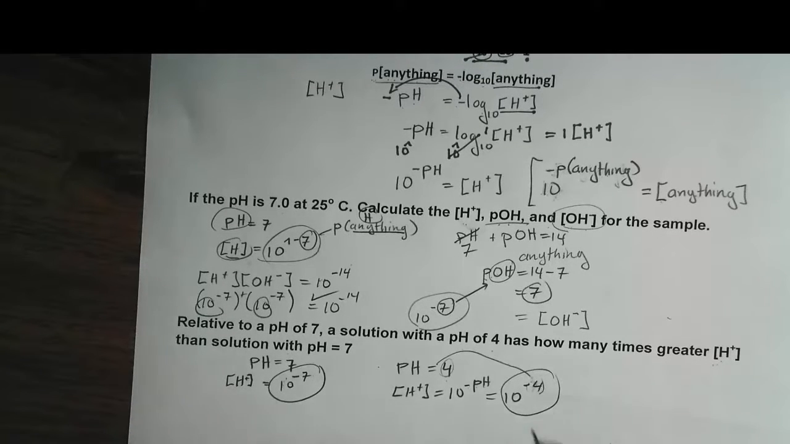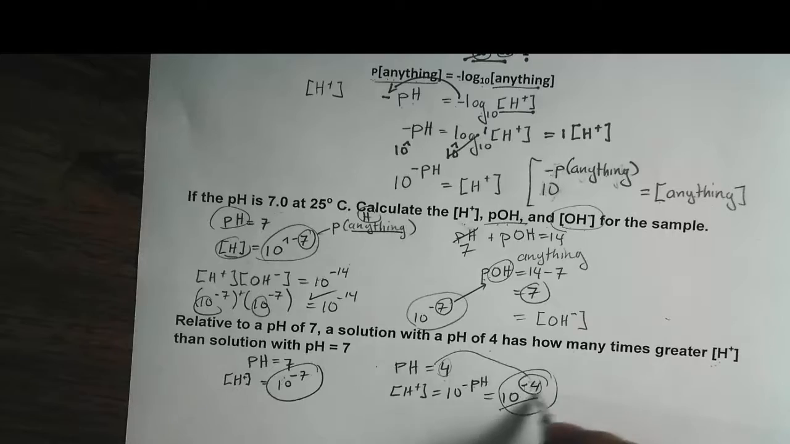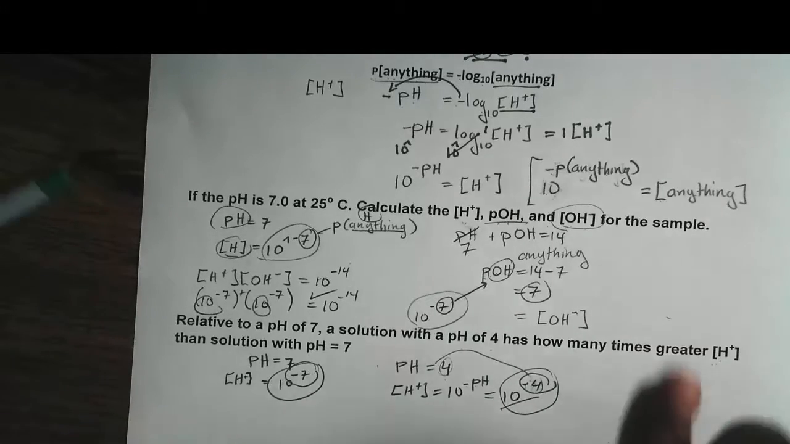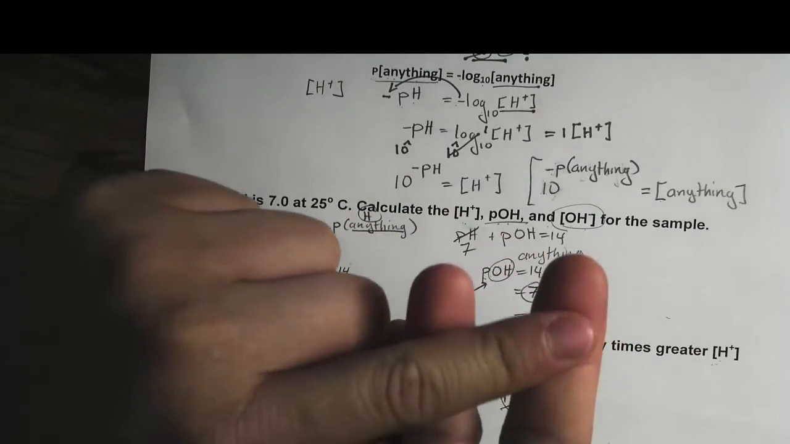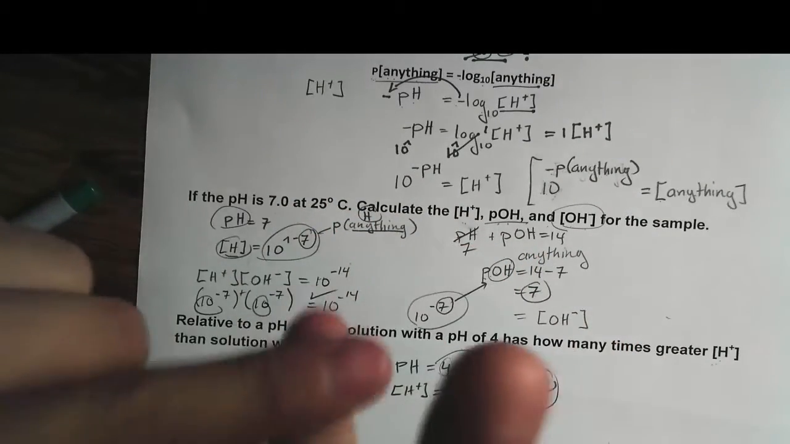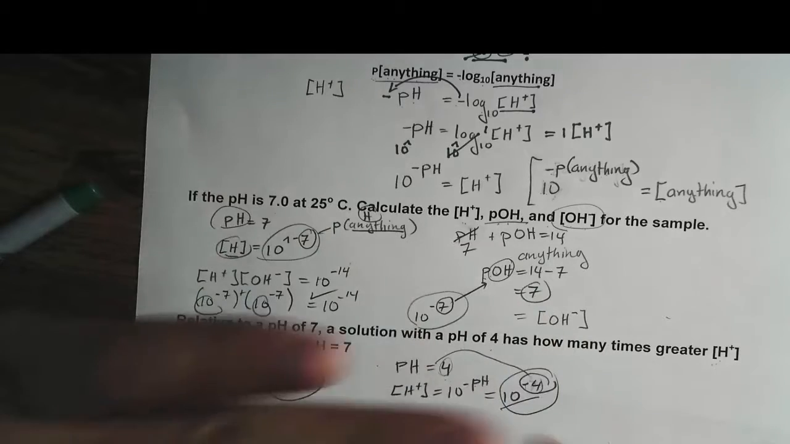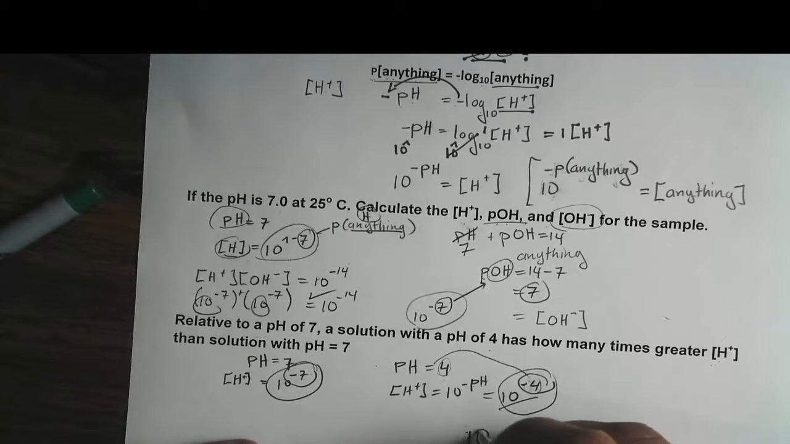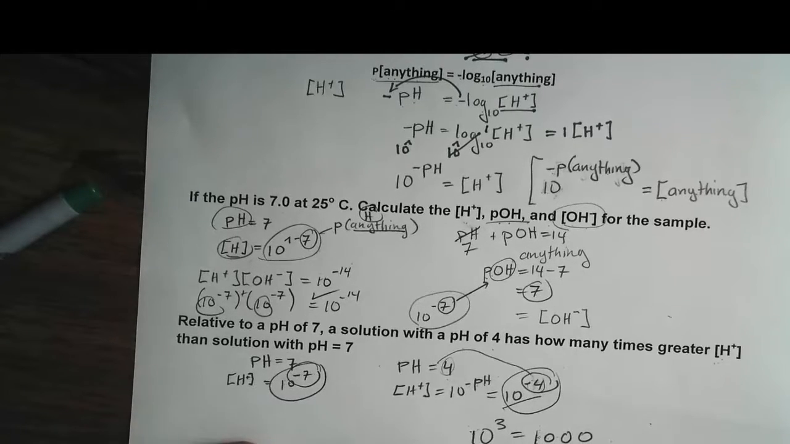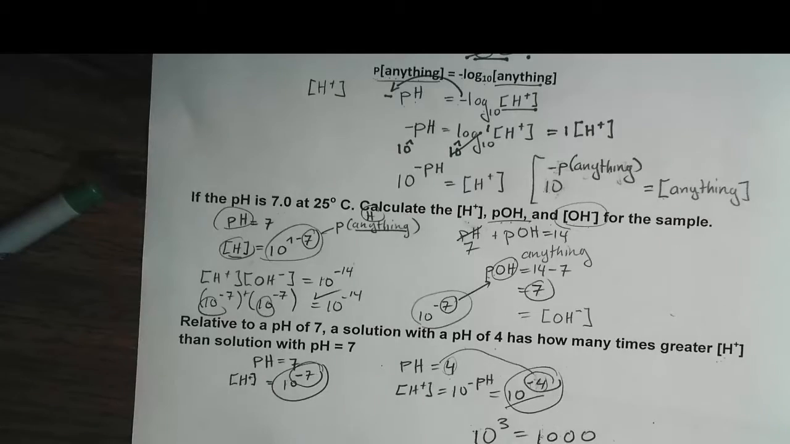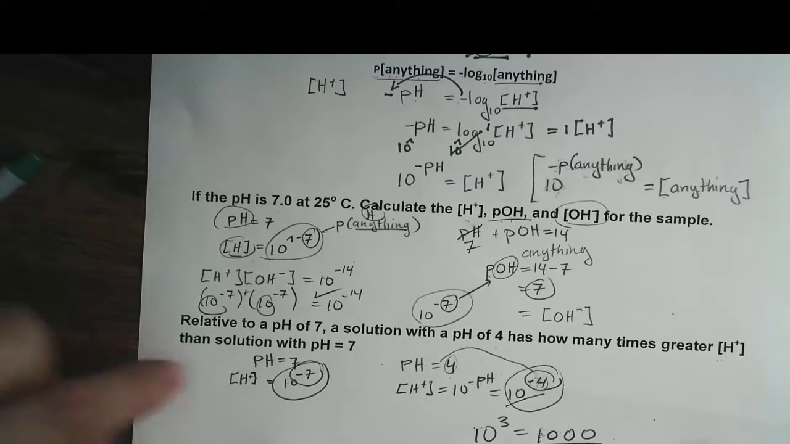Well, let's use common sense. We know that to get from -4 to -7, what do we need? -5, -6, and -7. So how many powers of 10 is that? That's going to be 3 times. So 10 to the 3 is equal to what? Of course, it's 1,000 times. So keep that in mind. Isn't that easy? Don't get tricked by this problem.